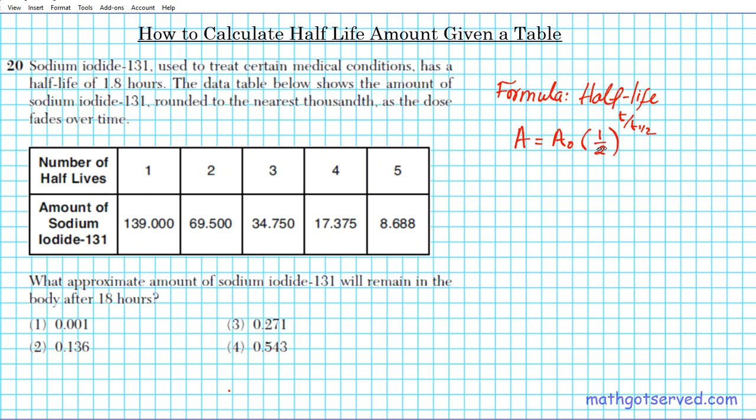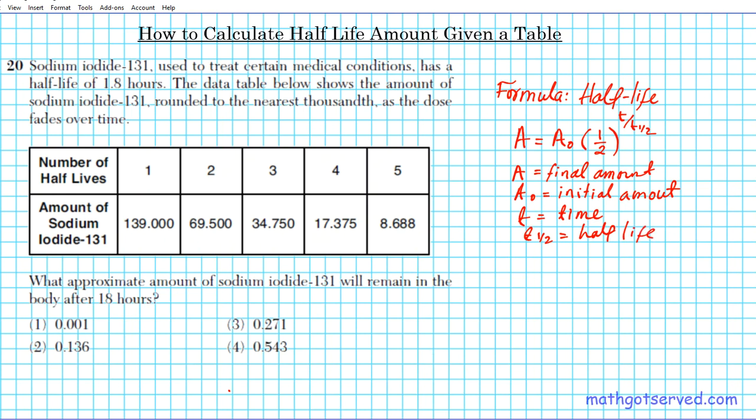Let's specify what each component means so that it's easy to follow. A is the final amount. A sub 0 is the initial amount, what you started with. T is the time. And T sub 1/2 is your half-life.